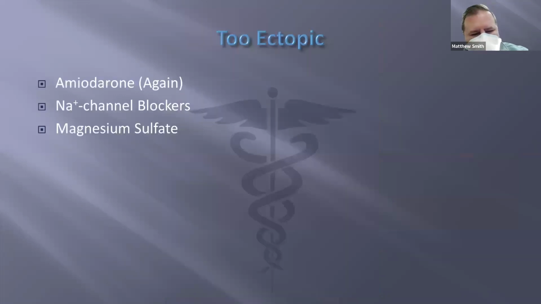All right, so too ectopic. We've covered too fast. We've covered too slow. We're now on to too ectopic. So our drugs for heart rhythms that are too ectopic are amiodarone, sodium channel blockers, and magnesium sulfate. So let's get into this.